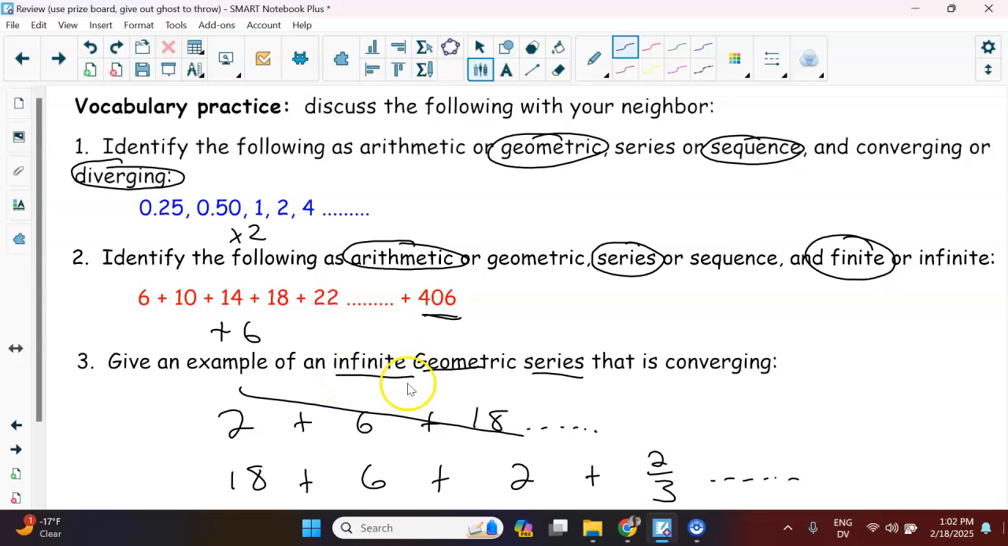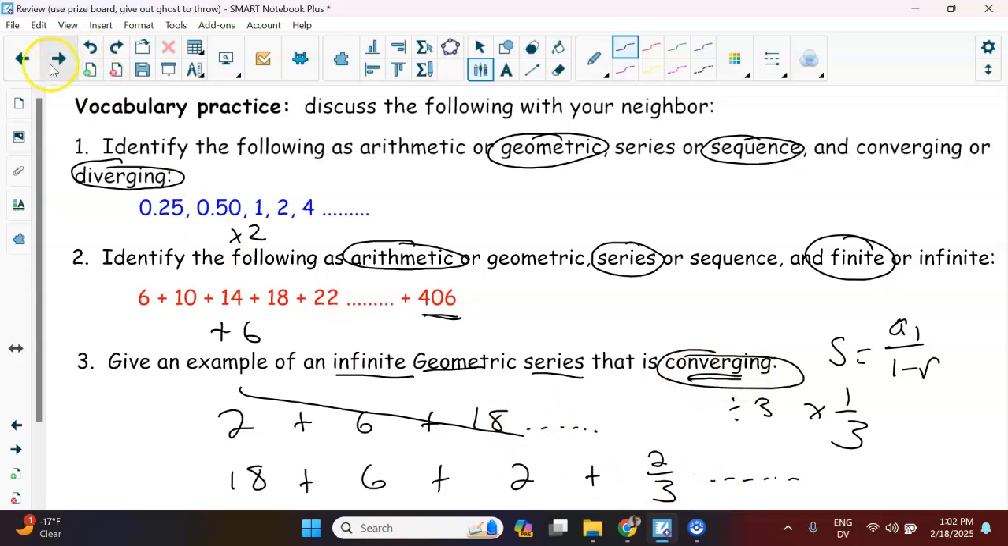Now that would be infinite if we put an ellipsis. It'd be geometric because it's dividing by 3 or timesing by 1/3. And it is converging because they're getting smaller, and it's a series because we're adding them up. So that would be an infinite geometric series that is converging, and that would have a sum. That's the a1 over 1 minus r formula. That's what you do there to find the sum in that case. But again, it's only if they're converging like that, getting closer to 0.